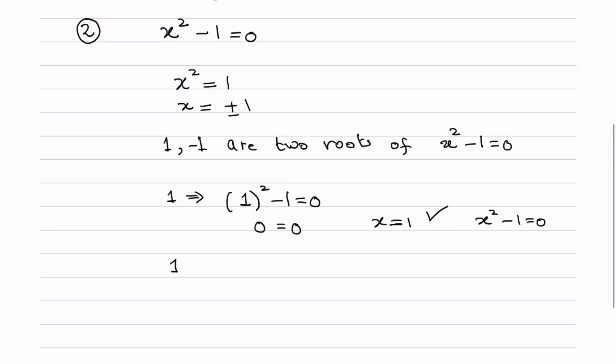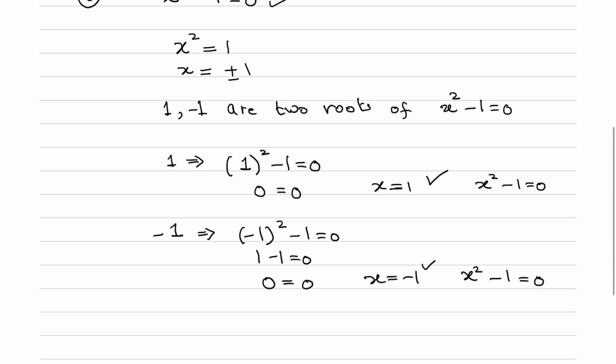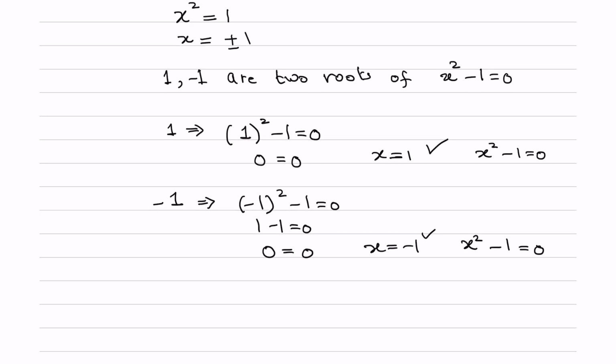The same way, let's verify that if minus 1 is the root of an equation, we will plug minus 1 in this equation. Minus 1 whole square minus 1 equal to 0 gives us 1 minus 1 equal to 0. 0 is equal to 0. So yes, x equal to minus 1 is also the root of an equation x square minus 1 equal to 0. So this is how we find the roots and verify.